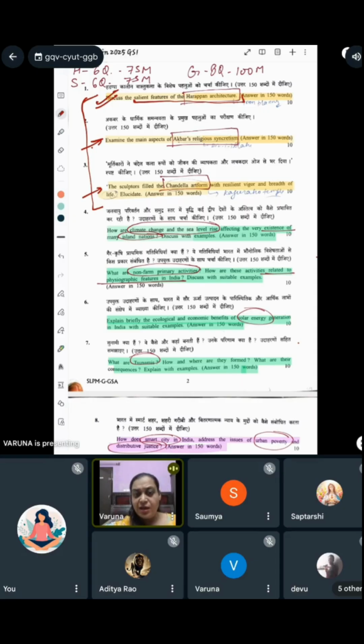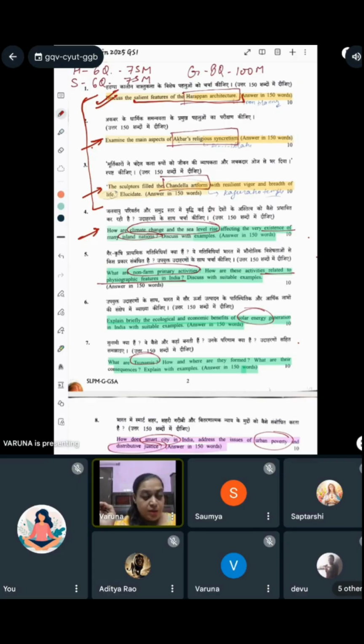Okay, so it is not an out of box question, but just having an understanding around the themes the UPSC has been asking again and again, we could have prepared this particular topic, and just having an awareness around a few examples of Chandelas, we could do this particular question. Okay, now let's move to the next question. How are climate change and sea level rise affecting the very existence of many island nations? Discuss with example.